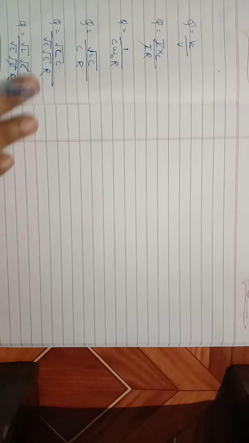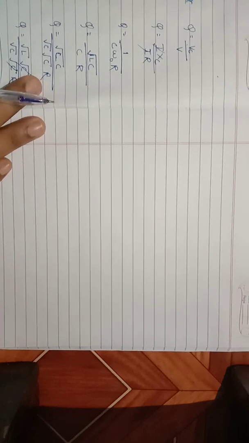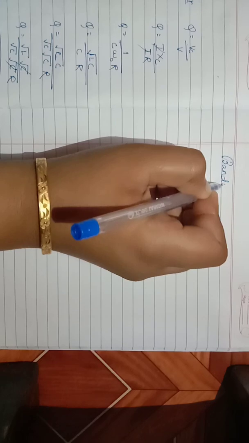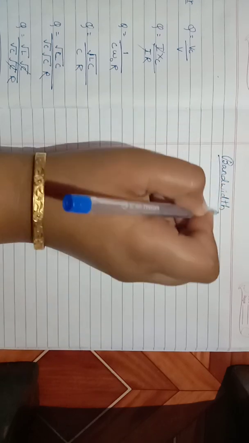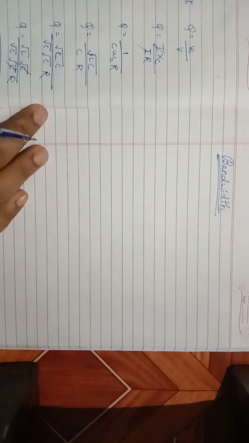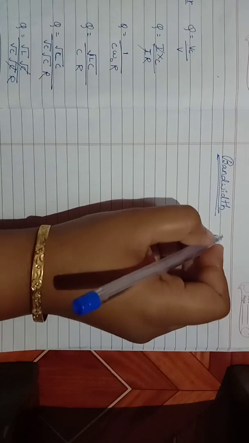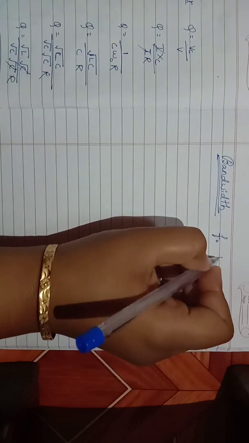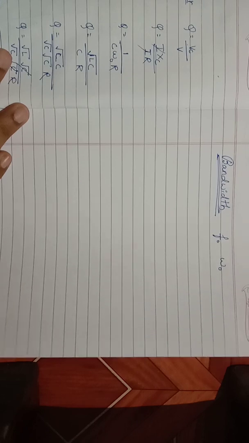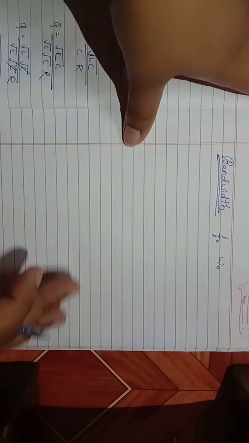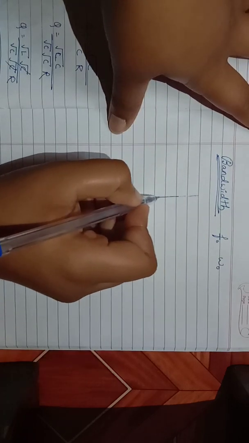While dealing with the concept of Q factor, we will come across one more very essential thing, that is bandwidth. So what is bandwidth? Now you know, at the resonant frequency or the resonant angular frequency we will get the highest current. I will try to show that.